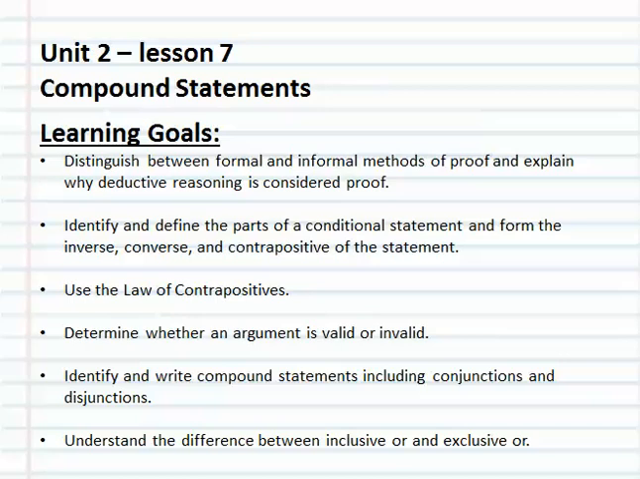Hi everyone, this is a video over Unit 2, Lesson 7, which is compound statements. If you'd like to take a look at our learning goals for today, you're more than welcome to pause the video and read the learning goals.